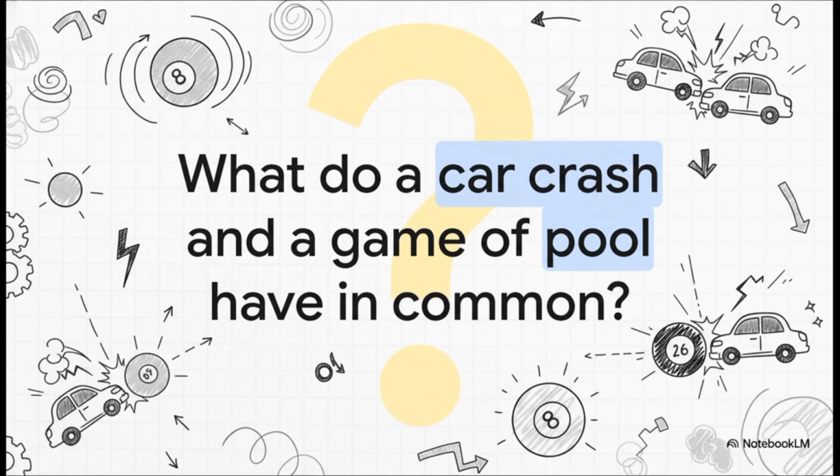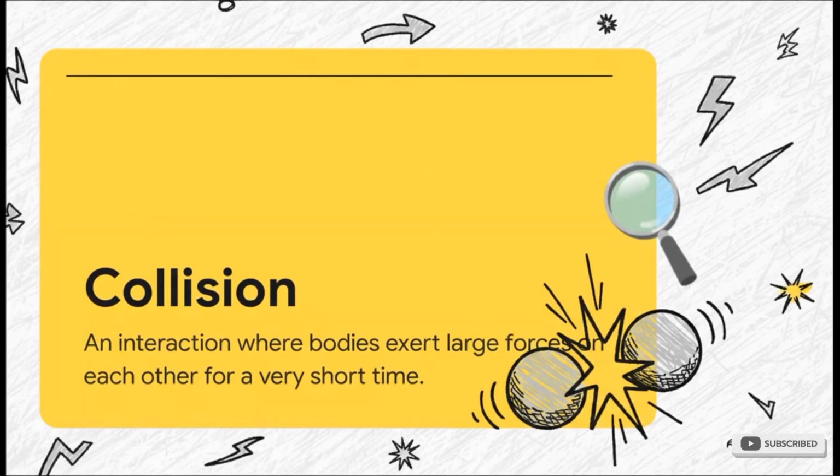See, both of these are just examples of collisions, and believe it or not, they're governed by the exact same laws of physics. So let's break down how that works. Okay, first things first. What even is a collision? Well, at its core, it's actually pretty simple. It's just a really brief moment where objects exert these super powerful forces on each other. Think of it like a powerful exchange of force that happens in a split second.